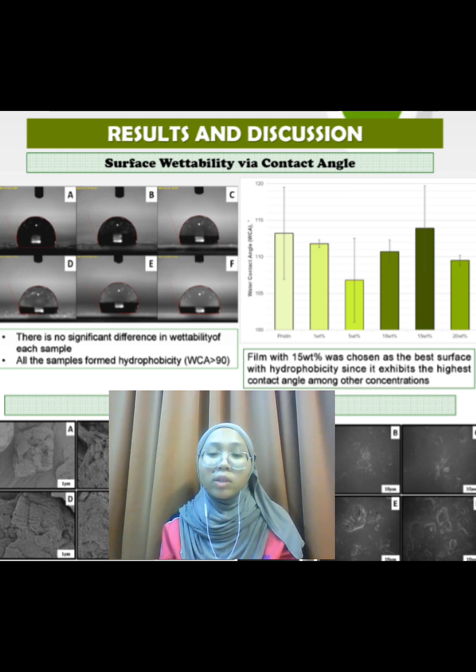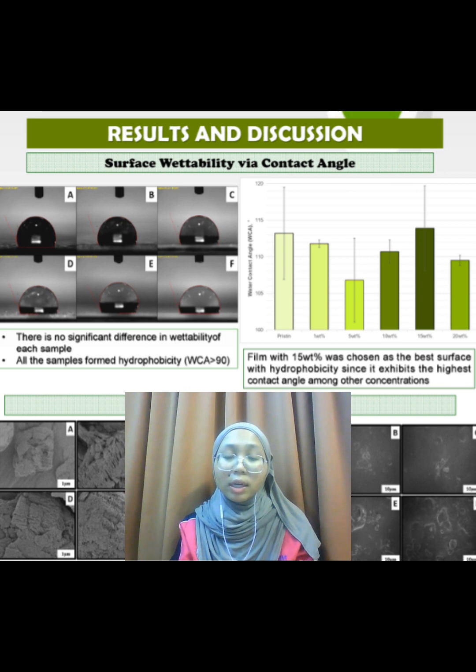Fabricating a surface with low surface energy material, which is stearic acid, introduced appropriate surface chemistry to the surface. It resulted in greater resistance to the high surface tension of water penetrating into the silicone rubber surface. Based on the table attached, all the fabricated films except for the pristine membrane do not achieve a contact angle of 150 degrees. The highest contact angle value is only 113.9 degrees with a concentration of 15 weight%. It means that none of the films achieve a superhydrophobic surface as expected.